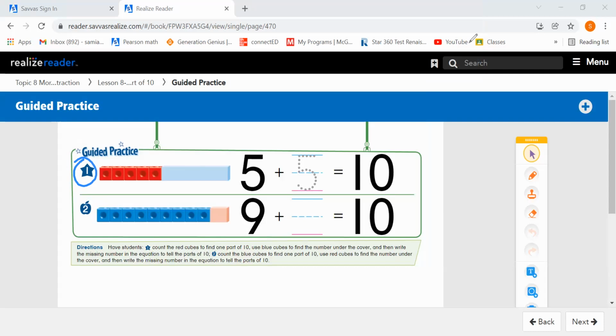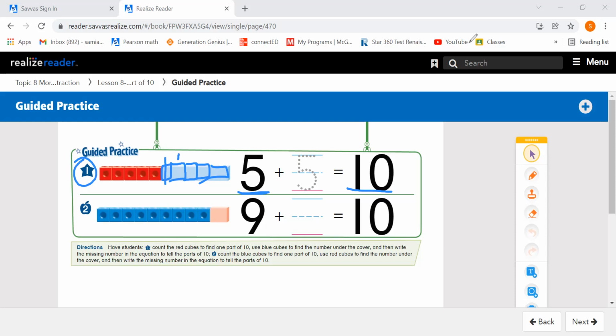So if we look at our red cubes, we have 5 red cubes. How many more blue cubes do we need in order to make 10? So what we do is we start at 5, and we're going to add blue cubes until we get to 10. So let's start at 5, and we're going to count on 5, 6, 7, 8, 9, 10.